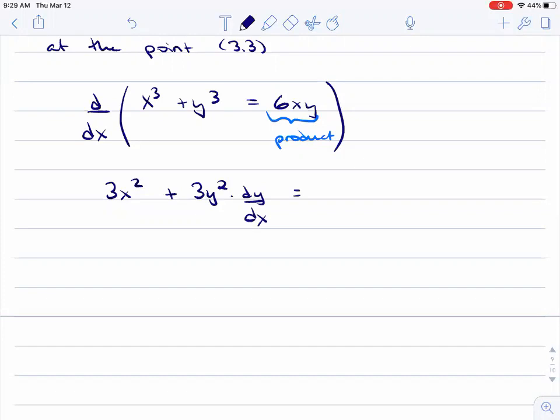And then I've got the product of 6xy. And so if I do the derivative of x, I get 6y plus 6x. And then the derivative of y is just going to be 1, right? But then I have to multiply it by dy dx.